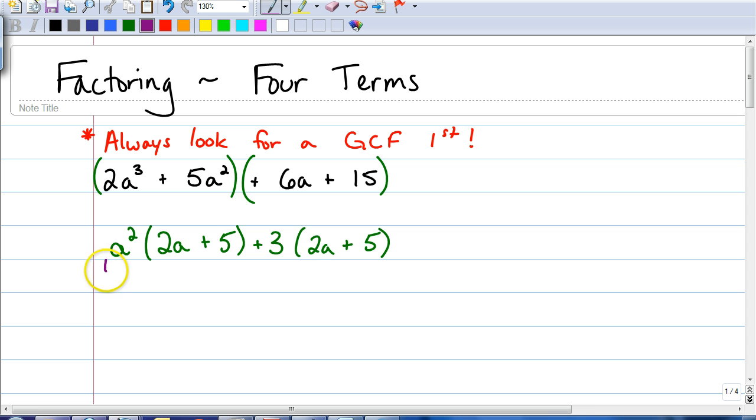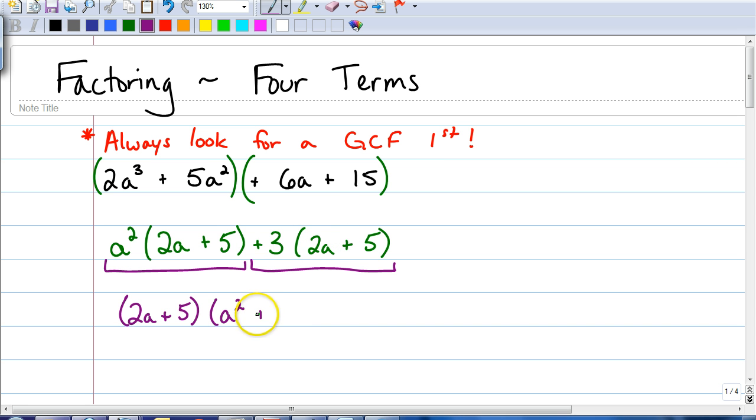Now, if you notice between these 2 parts, they have a 2a plus 5 in common. So we're going to factor out a 2a plus 5. When I factor out a 2a plus 5 from this first part, I'm left with an a squared. When I go to the second part and I factor out a 2a plus 5, I'm left with a plus 3. So this would be your final answer.